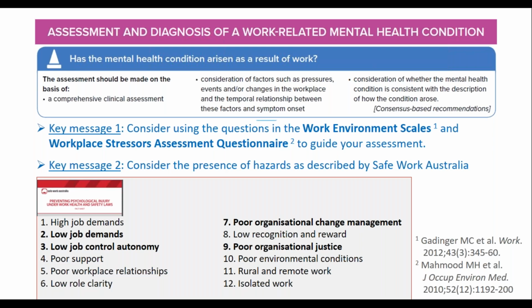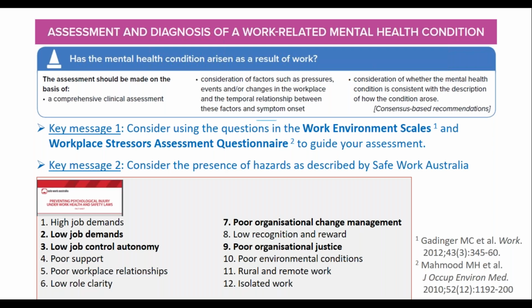Poor organisational change management, where changes in the organisation, structure or job are poorly communicated and managed. Low recognition and reward, where there's lack of positive feedback and rewards for job and task performance. Poor organisational justice, where there's perceived unfairness, inconsistency and bias in decisions about the work and the way workers are treated. Poor environmental conditions, rural and remote work or isolated work. All of these factors may contribute to mental health conditions arising from the workplace.